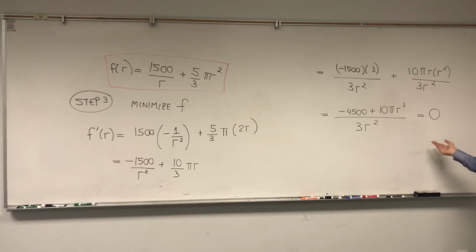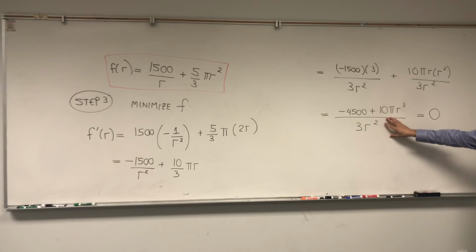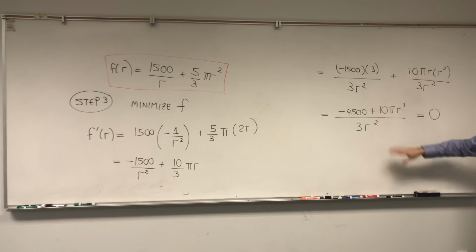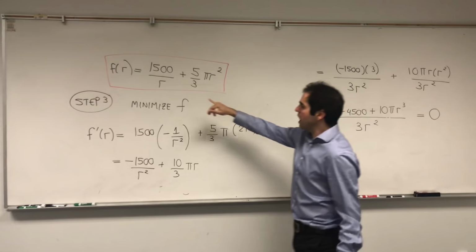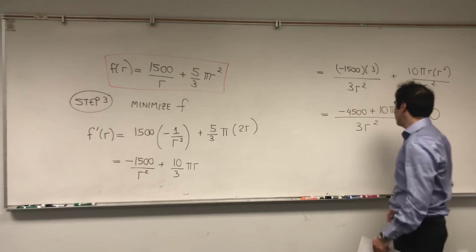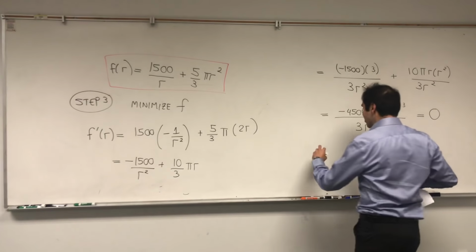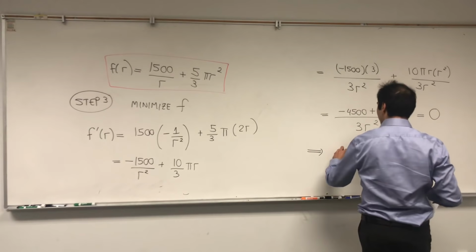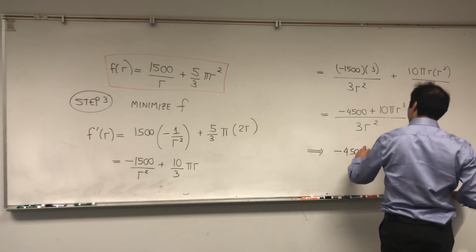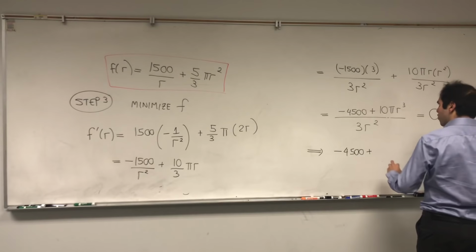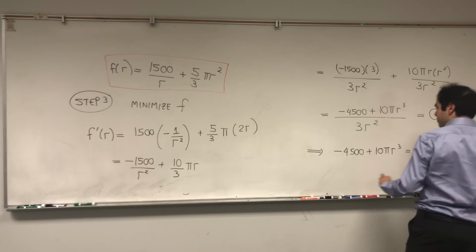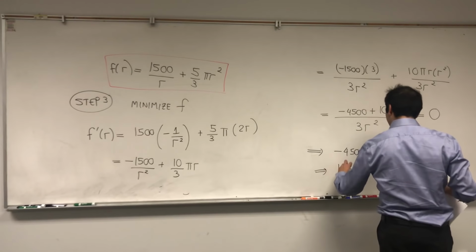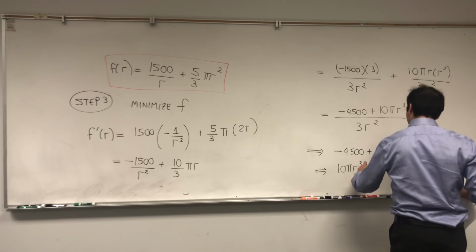Okay, and what do you do? Well, first of all, you want to guarantee that the denominator is non-zero. But look, it is non-zero because the only point that makes the denominator 0 is 0, but f isn't even defined at 0. So we can just eliminate this. So really, all that we need to do is to figure out when the numerator is 0. So minus 4,500 plus 10 pi r cubed equals 0. And that gives you 10 pi r cubed is 4,500.